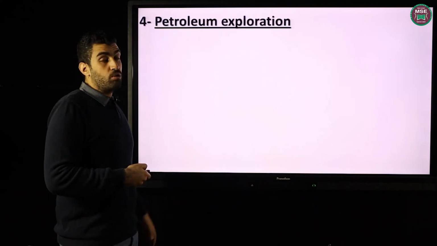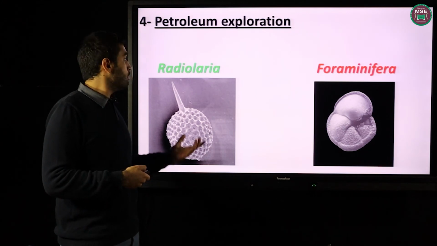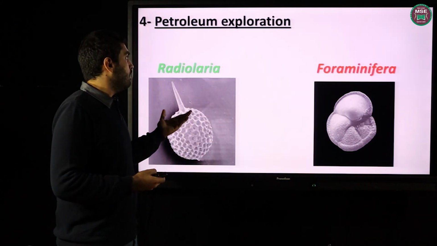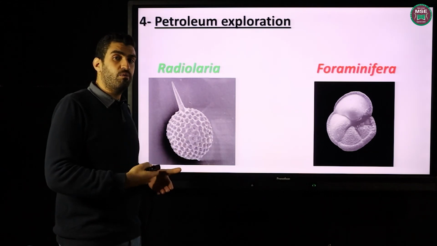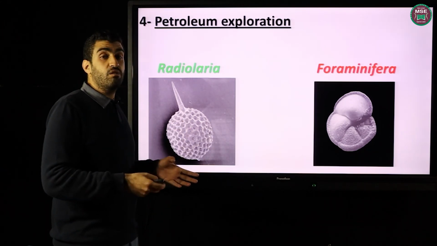Number 4, petroleum exploration by microfossils, which are called radiolaria and the foraminifera. Give reason. Radiolaria and the foraminifera are very important microfossils because they help us to discover the site of petrols.